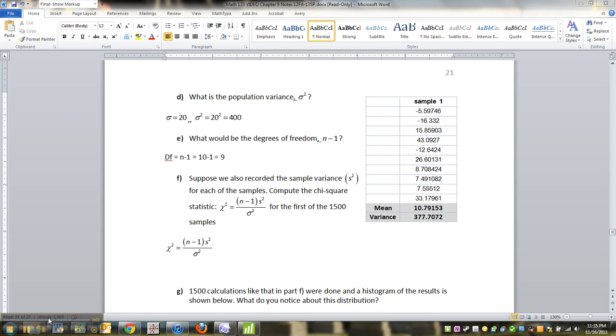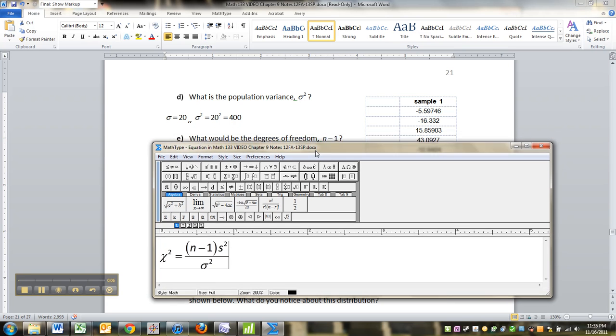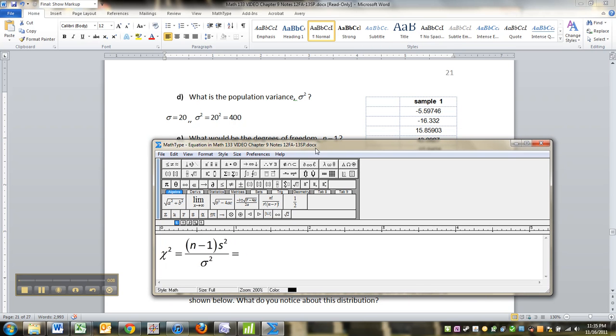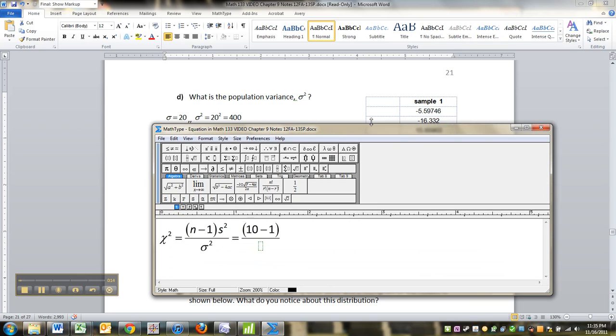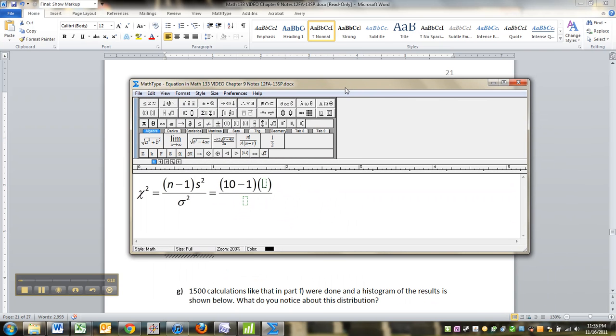Let me show you the substitution for that formula that I found with Excel at the end of the last video. It said it was n minus 1, which for us is 10 minus 1, times s squared. But we know what s squared is, because s squared is the variance, and they gave it to us. It's 377.7, divided by sigma squared, but we said that that was 20 squared, i.e. 400.